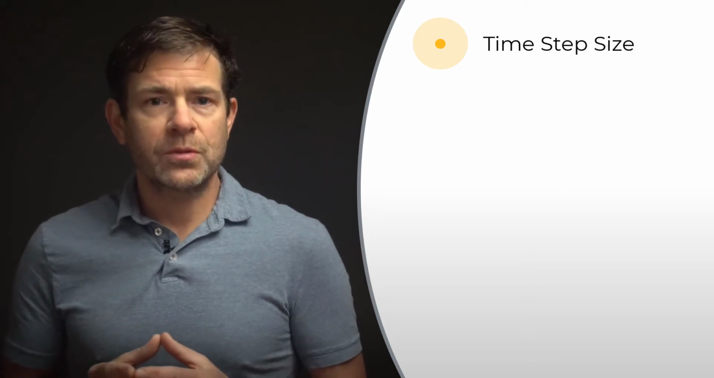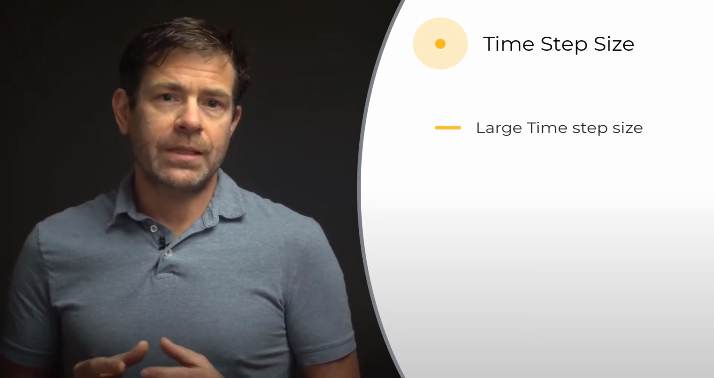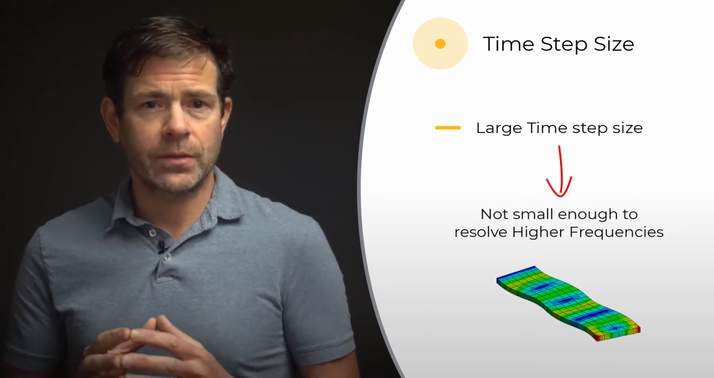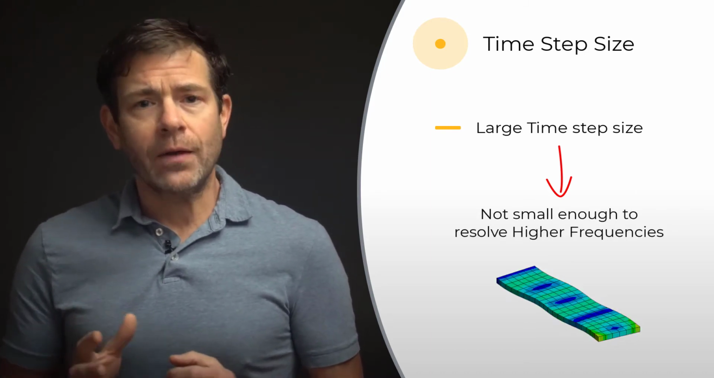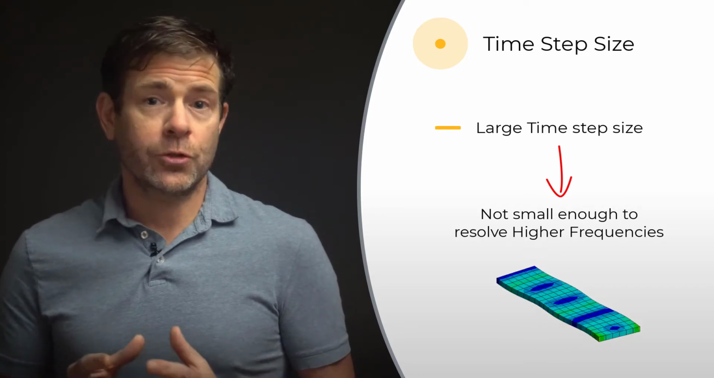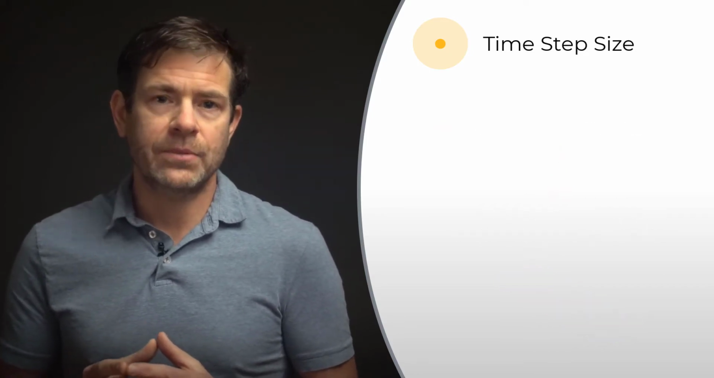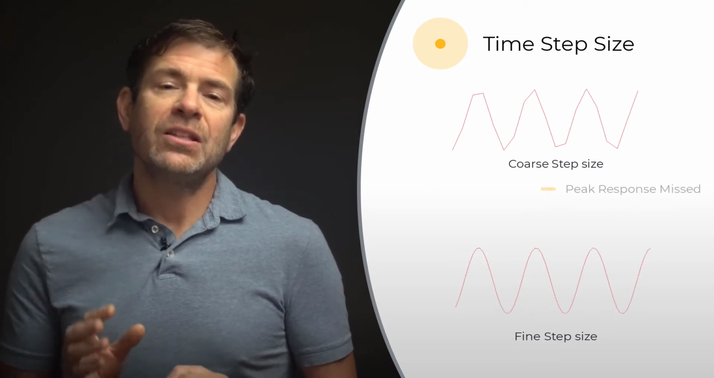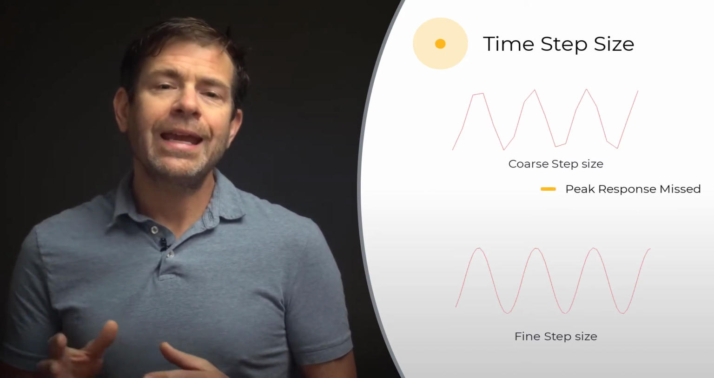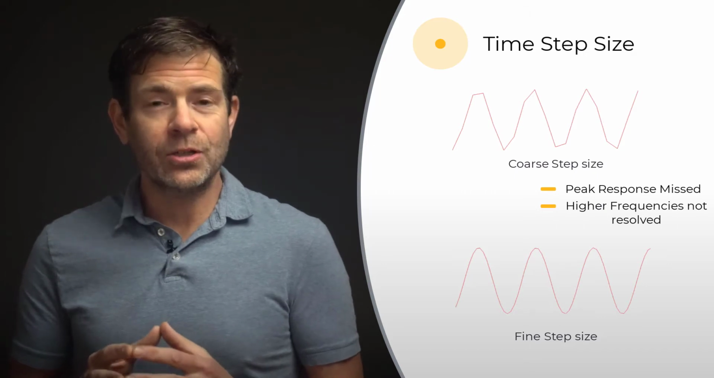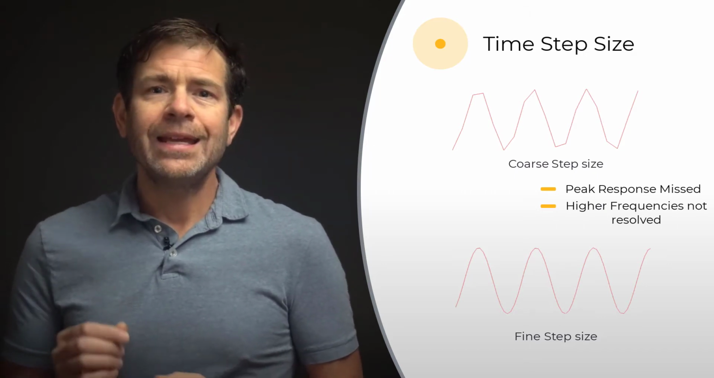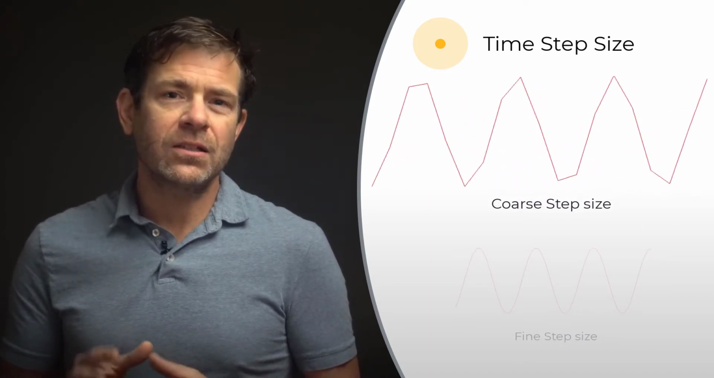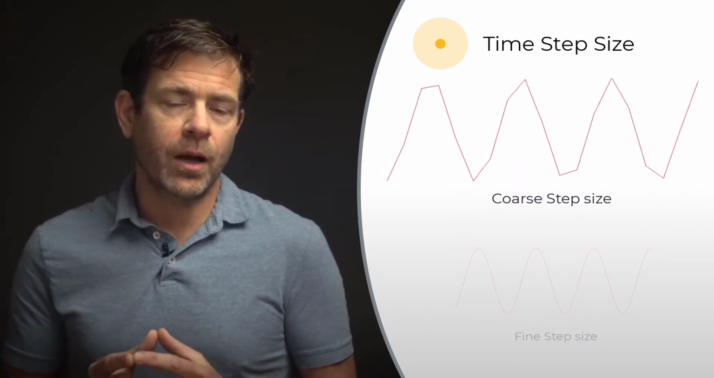This is for two principal reasons. A large time step size will not be sufficiently small to resolve the higher frequencies in the response. While this may seem obvious, have a look at the time history of a transient response with different time step sizes. When too coarse a time step size is specified, the peak responses can be missed and the higher order frequencies in the vibration won't be resolved. Typically, the indication that the time step is too coarse is the faceted or unsmooth nature of the response.